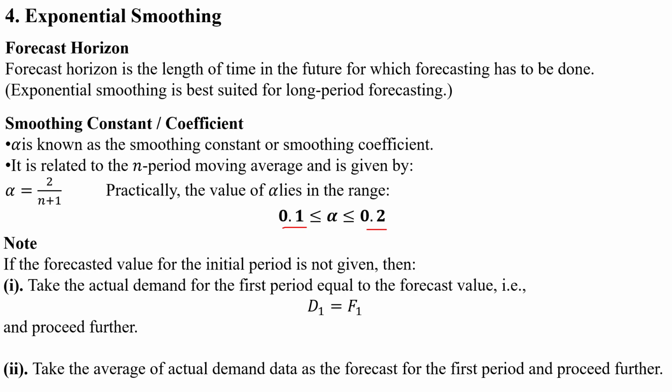And we have to remember a few points. If the forecasted value for the initial period is not given, then take the actual demand for the first period as the forecast value, that is, the forecast of the first period F1 equal to the actual demand of the first period, so F1 equal to D1. Or take the average of actual demand data as the forecast for the first period and proceed further. So these 2 points I have to remember.